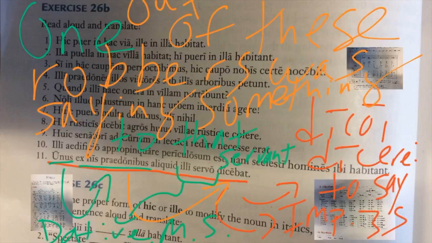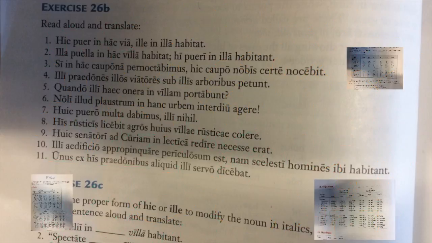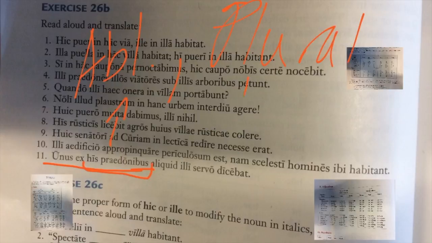Now let's go ahead and translate this one again from the beginning. Unus ex his praedonibus, one out of those robbers, and his praedonibus is ablative, plural, and masculine. One out of those robbers was saying something, aliquid, was saying something to that servant. And that does it for exercise 26B. Nice job.